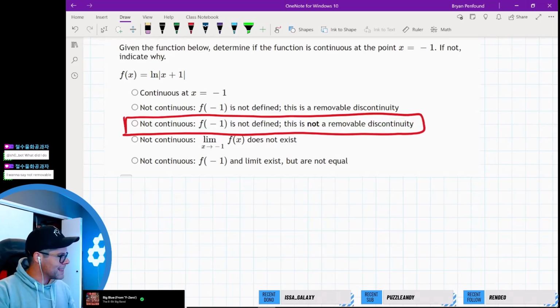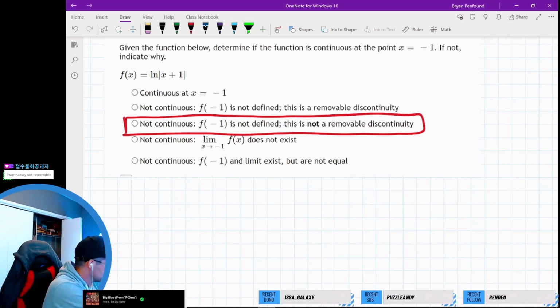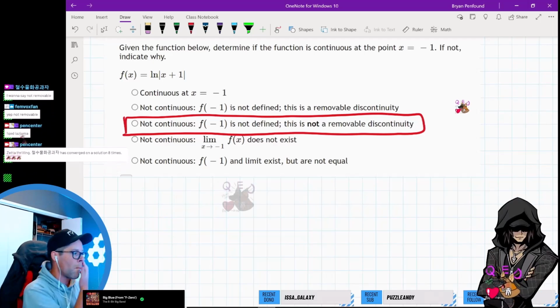Yeah, I think so too. I think so too, lads. Nicely integrated.